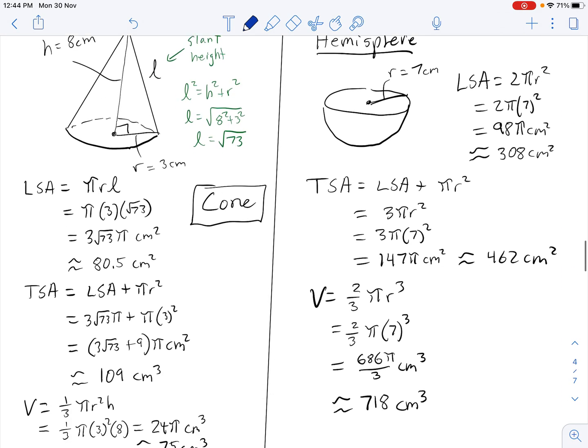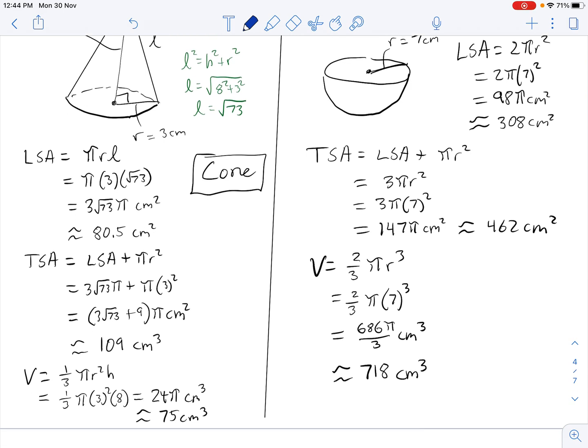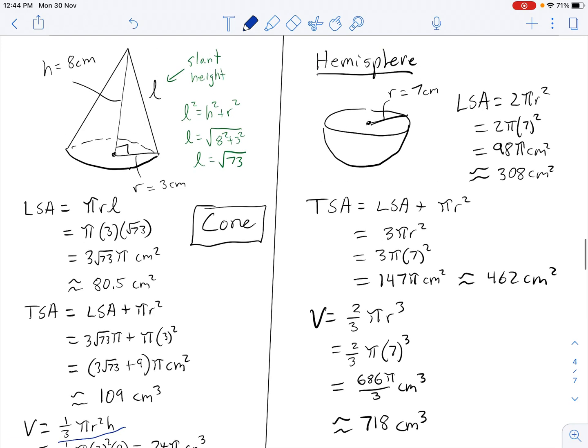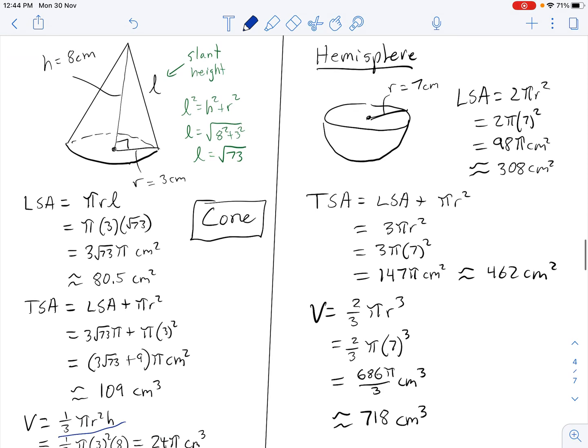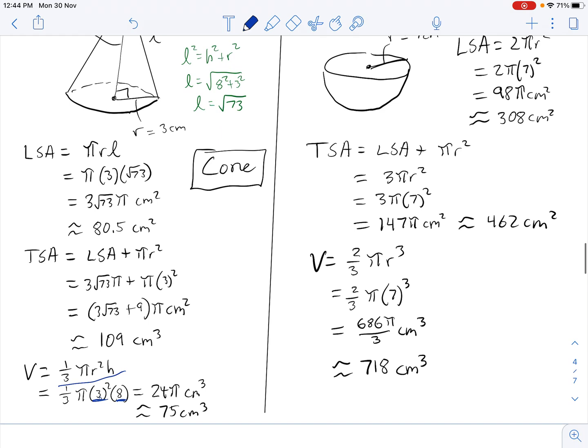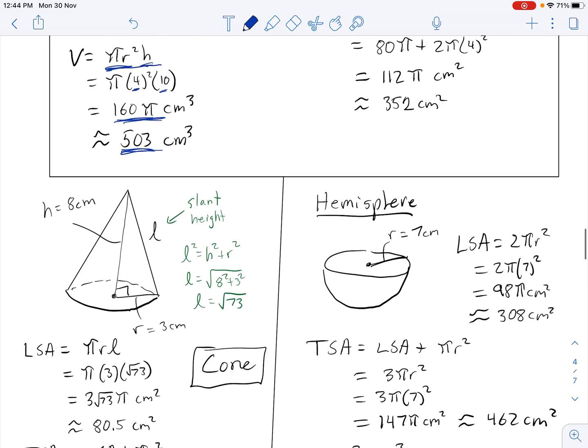For the cone, the volume is 1/3 pi r squared h. The radius on our cone is 3, and the height is 8. Notice we're using the vertical up and down height, not the slant height. We don't need slant height to find volume. So we get 24 pi, or about 75 cubic centimeters.